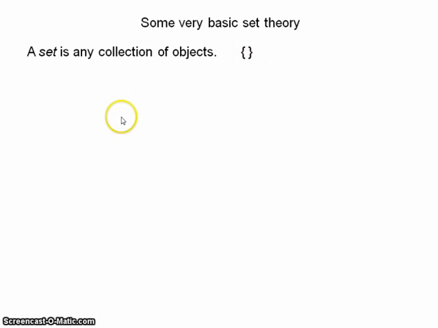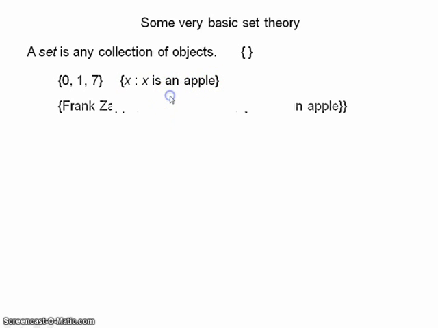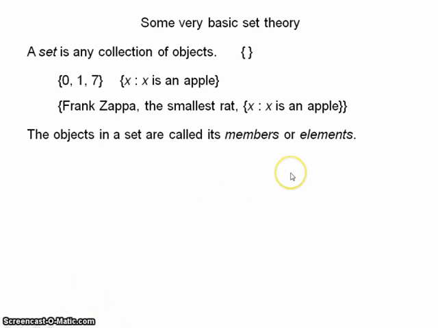For example, there's a set containing 0, 1 and 7. There's a set of all apples, and this sort of notation here is read: the set of all x's such that x is an apple. So that just denotes all apples. There's a set containing Frank Zappa, the smallest rat, and the set of all apples. So sets can include other sets. We call the things that make up a set its members or its elements. So Frank Zappa is an element of this set. The number 0 is an element of this set. The apple I ate this morning is an element of the set of all apples, and so on.